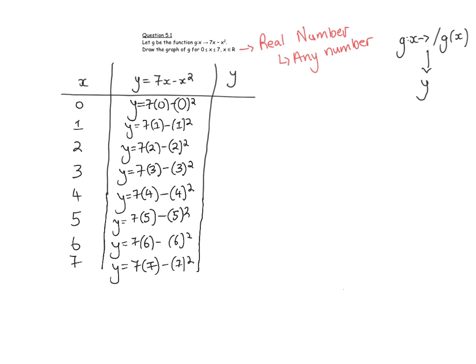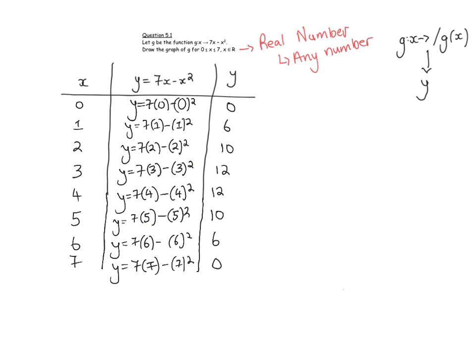So when we type these in, for x is 0, you get an answer for y of 0. When it's 1, you get an answer of 6. When it's 2, you get an answer of 10. 3, you get 12. 4, you get 12. 5, you get 10. 6, you get 6. And 7, you get 0. So now we know the points.